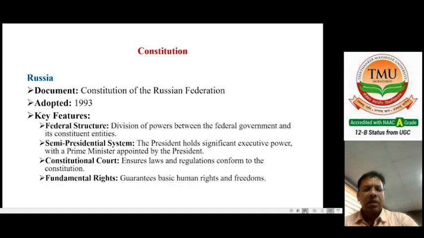Next, the constitution of Russia, the constitution of the Russian Federation, which was adopted in 1993. Key features of the Russian constitution: federal structure, division of power between the federal government and its constituent entities. Semi-presidential system, the president holds significant executive powers with a prime minister appointed by the president. Constitutional court ensures laws and regulations conform to the constitution and fundamental rights, basic human rights and freedoms. So these are the key features of the Russian constitution.